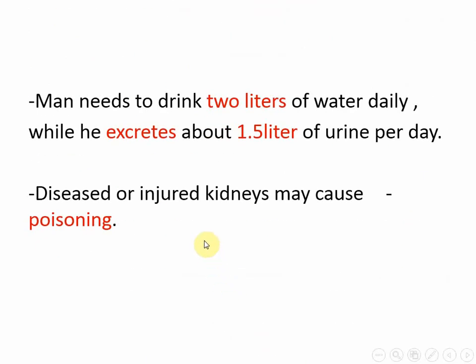Our body needs to drink 2 liters of water daily, while it excretes about 1.5 liters of urine per day. So our bodies need to drink 2 liters of water daily. A lot of diseases can be known by the injured kidneys, and injured kidneys may cause poisoning to the body.